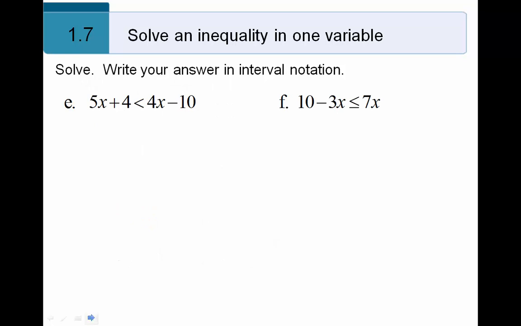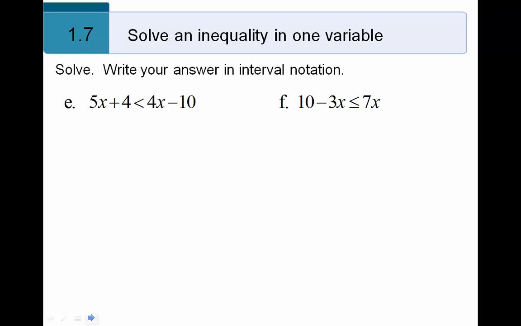All right, the next two examples ask us to solve the inequality and then simply write our answer in interval notation. Looking at example E, I see there's no need for step 1. There are no grouping symbols, no fractions, and no like terms to combine. Moving to steps 2 and 3, we need to get the variable term on one side and the number on the other.